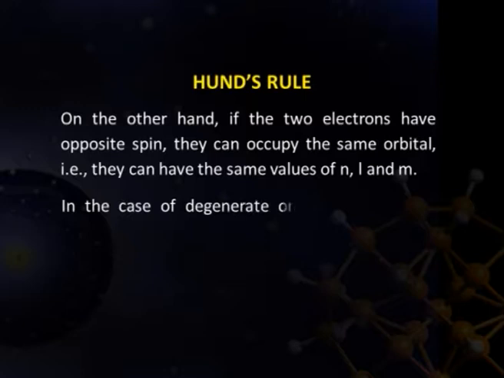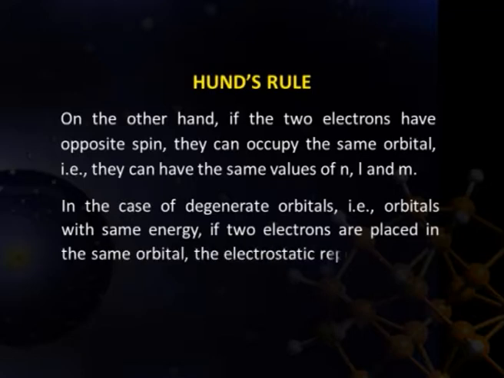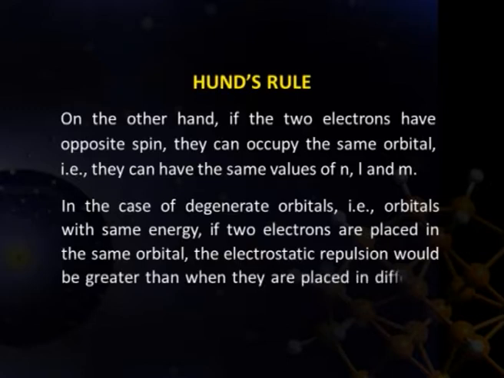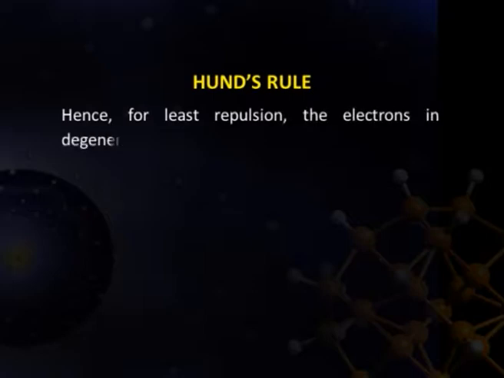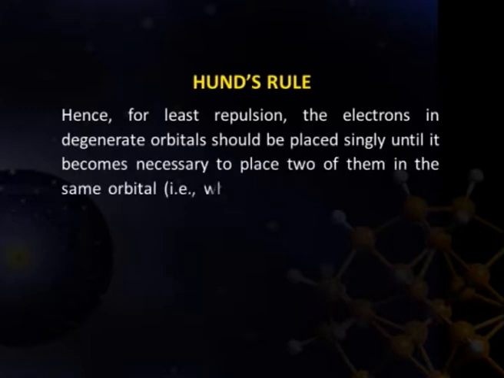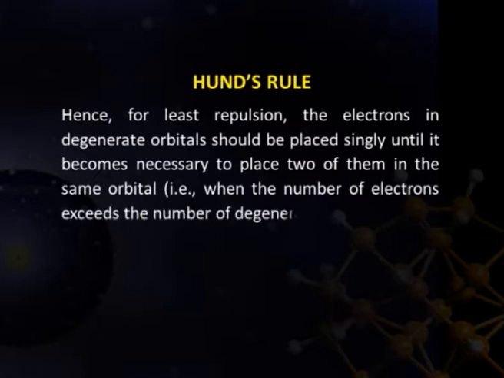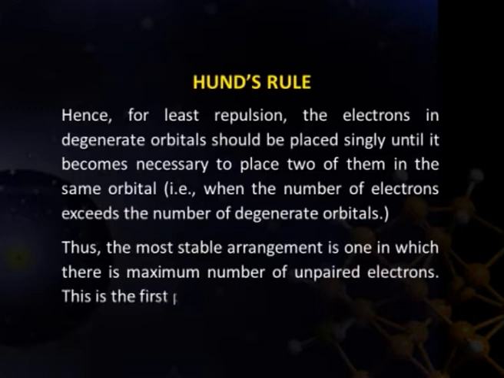In the case of degenerate orbitals, that is orbitals with the same energy, if 2 electrons are placed in the same orbital, electrostatic repulsion would be greater than when they are placed in different orbitals. Hence, for least repulsion, the electrons in degenerate orbitals should be placed singly until it becomes necessary to place 2 of them in the same orbital, that is when the number of electrons exceeds the number of degenerate orbitals. Thus, the most stable arrangement is one in which there is the maximum number of unpaired electrons. This is the first part of Hund's rule.